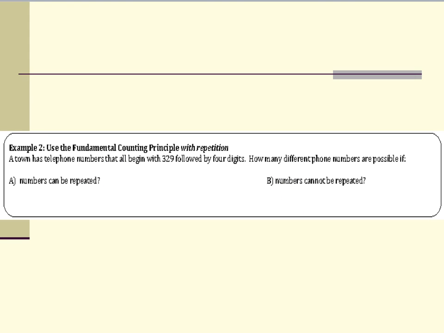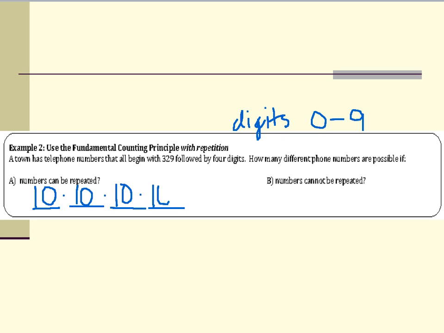Example 2, use the fundamental counting principle with repetition. A town has telephone numbers that all begin with 329 followed by 4 digits. How many different phone numbers are possible if A, the numbers can be repeated, so that's what repetition means, you can repeat something, or B, the numbers cannot be repeated. For A, I'm going to have 4 blanks because there are 4 digits in the phone number. The digits possible are 0 to 9, so that's 10 options. If I can repeat numbers, I have 10 choices for my first number, 10 for my second, 10 for my third, and 10 for my fourth. Multiplied together, you get 10,000.